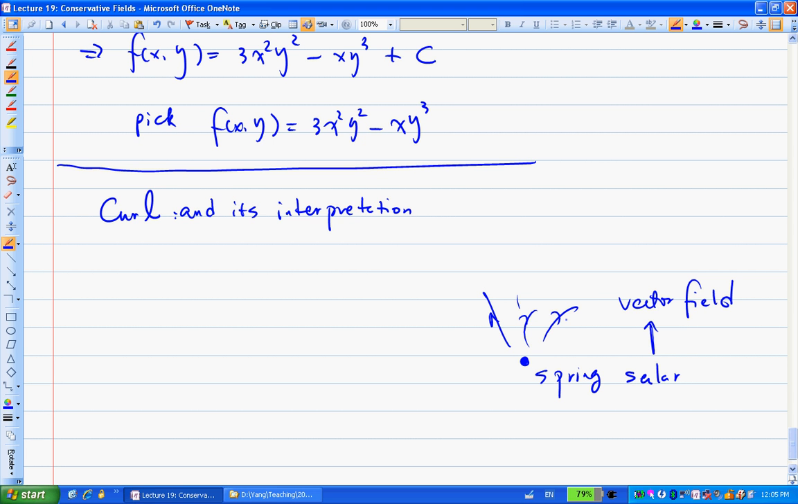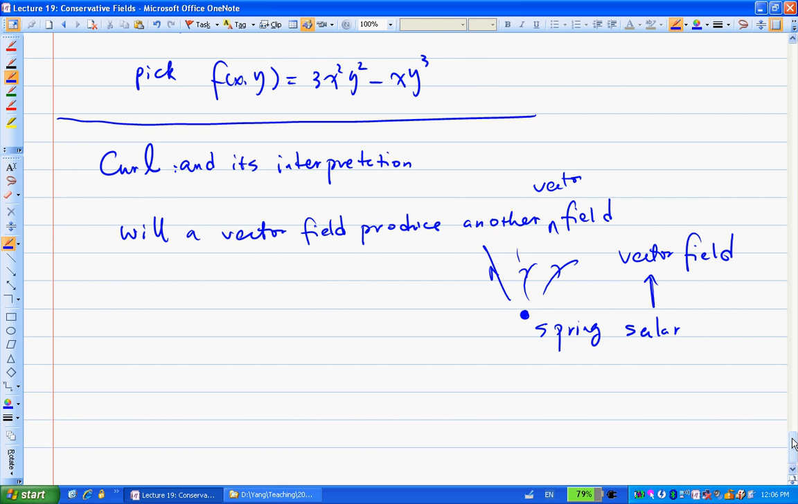Okay. So that's basically sort of a preliminary question here. So will a vector field produce another field, vector field? So this is more of still a kind of an input-output type of question.